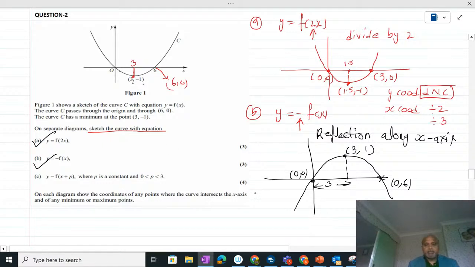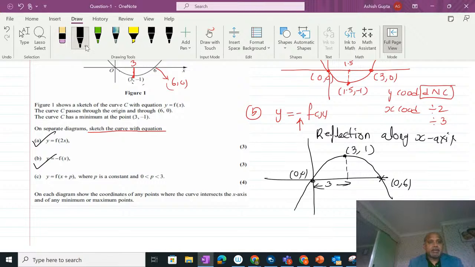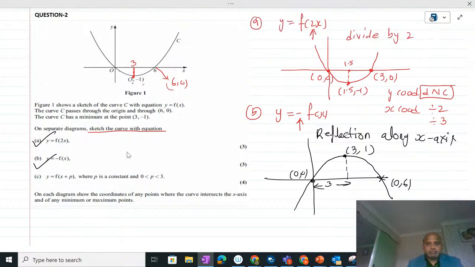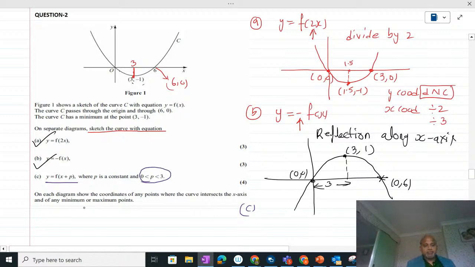Now, for C part they are saying y equal to f(x) plus p, and p is between 3 and 0. On each diagram, show the coordinates of any points where the curve intersects the x-axis.